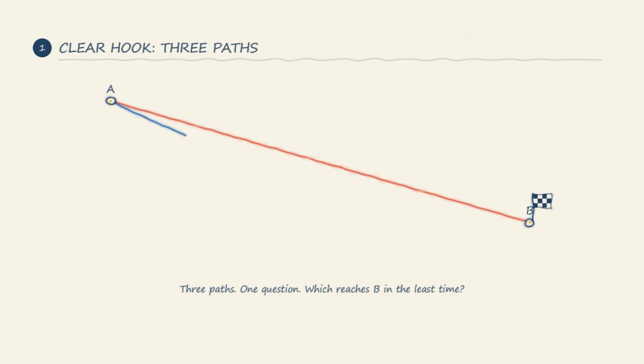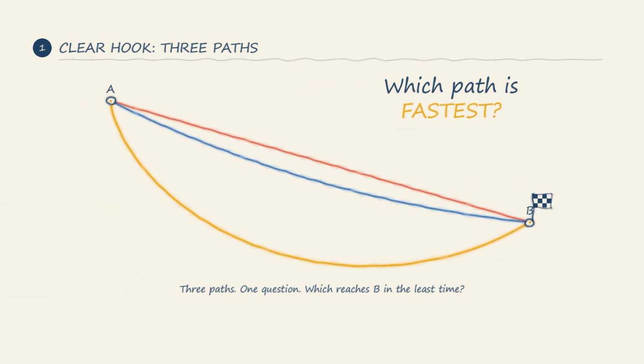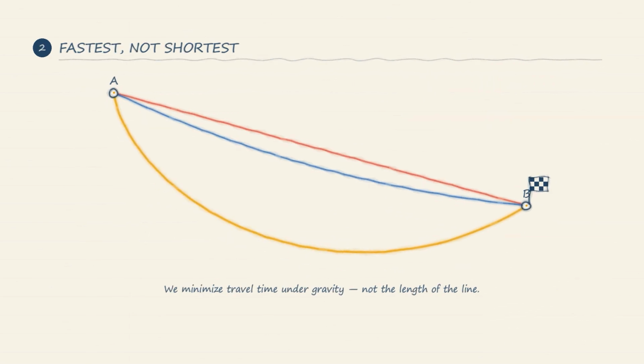Three paths connect the same A and B. Which one takes the least time? The straight line looks obvious, while the deep curve looks longer. Do not choose yet. First, separate distance from travel time.